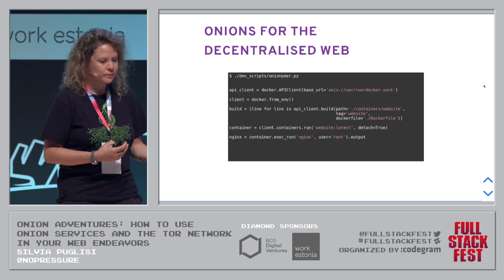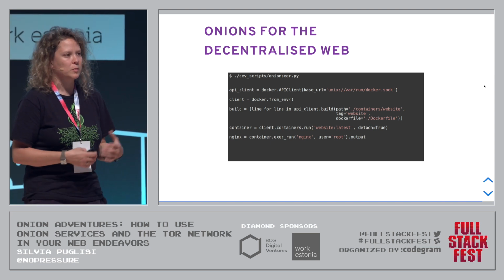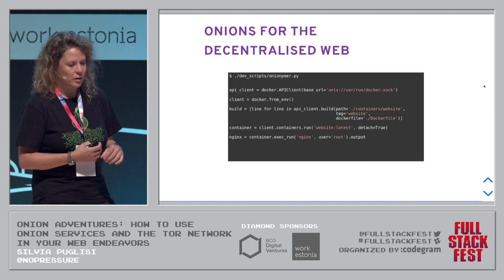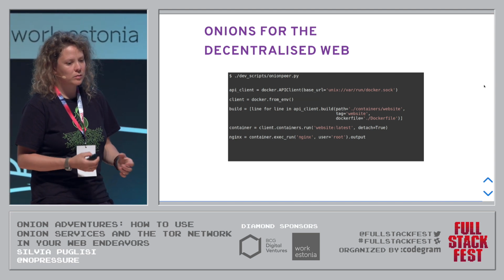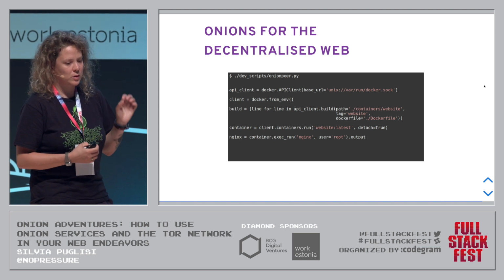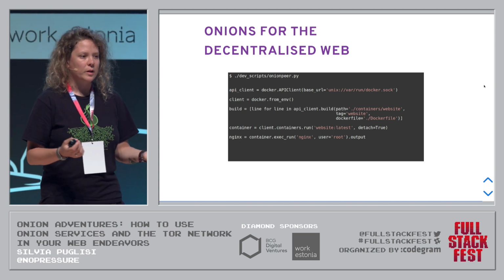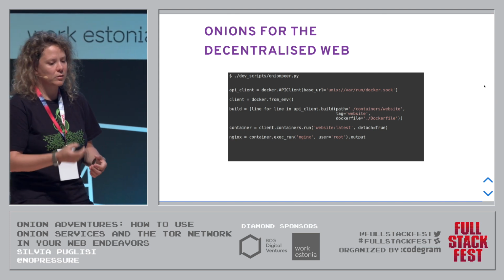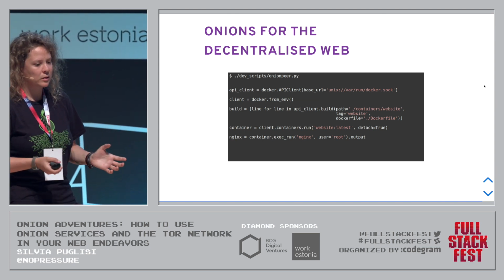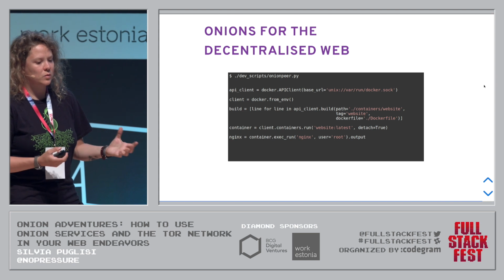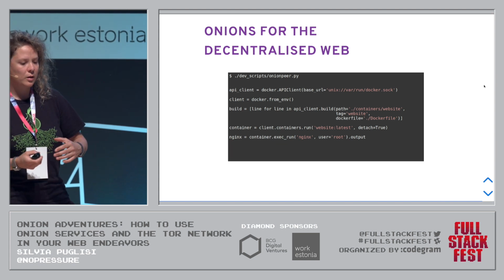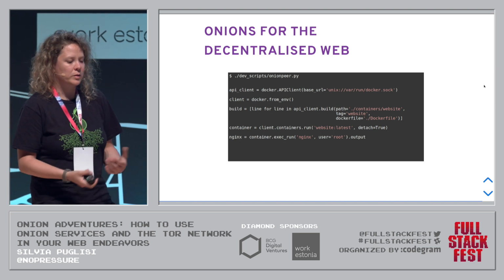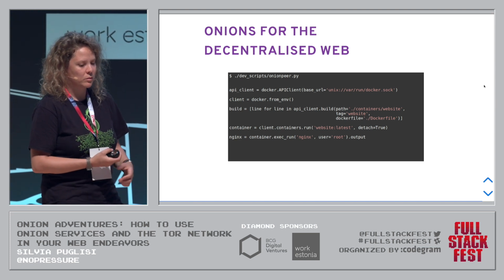For example, in this case, I'm using Docker because it was convenient. And there is a Docker library for Python. So you install the library, you import it, and then you just say, hey, connect to the Docker socket, and that's it. And then what you do is you provide a Dockerfile, and you start a container. And then on that container, you decide which services you want to use.